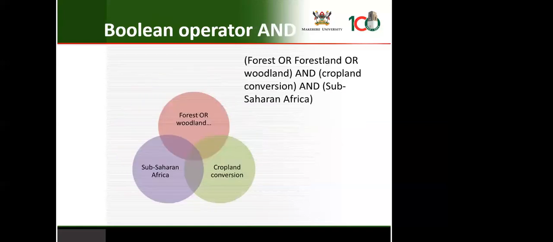So let's look at the next one, which is Boolean operator "and". Boolean operator "and" is used to combine different concepts. When I say concepts, I can give an example. Management of malaria in children in sub-Saharan Africa. So what are the keywords there? Malaria, children, management, sub-Saharan Africa.